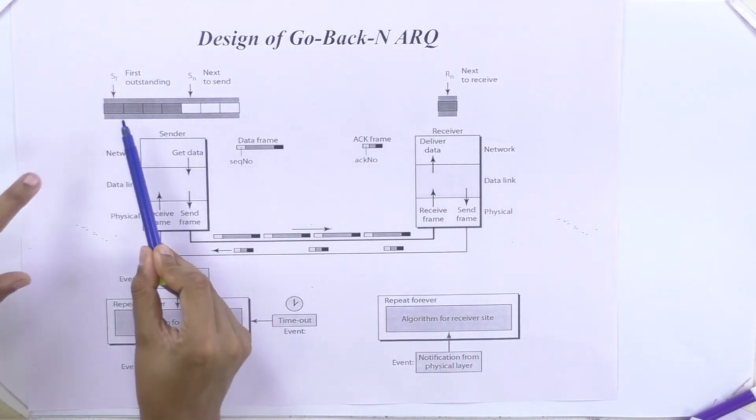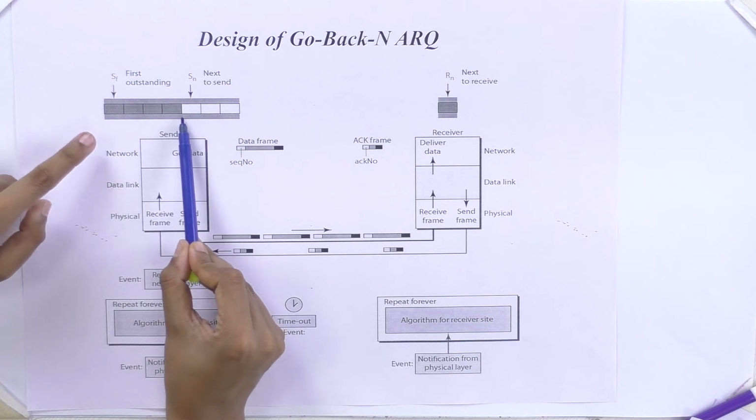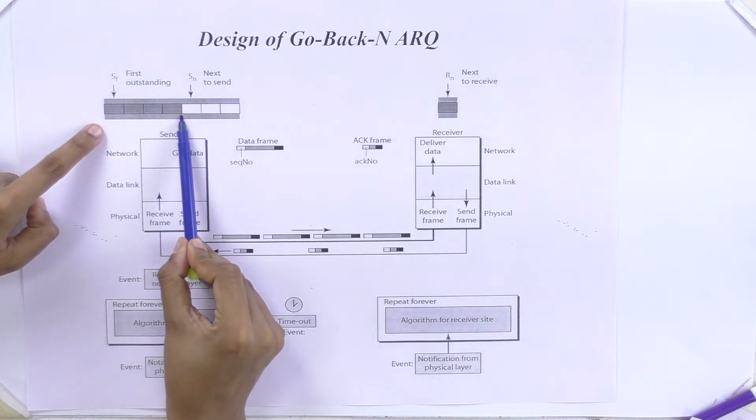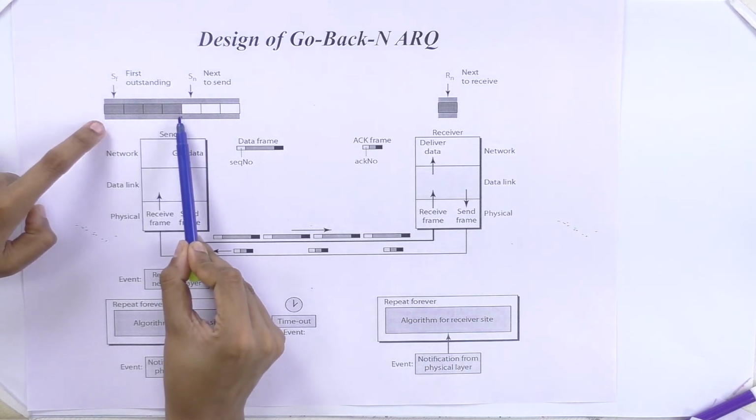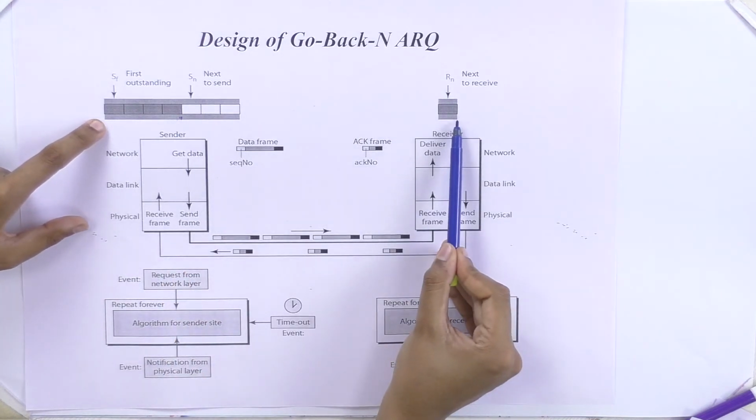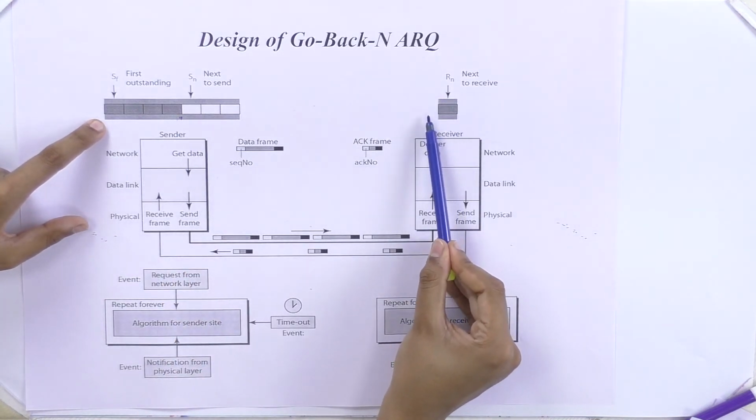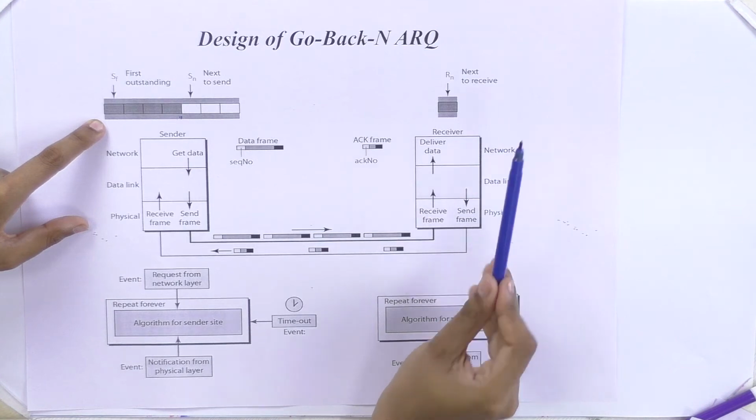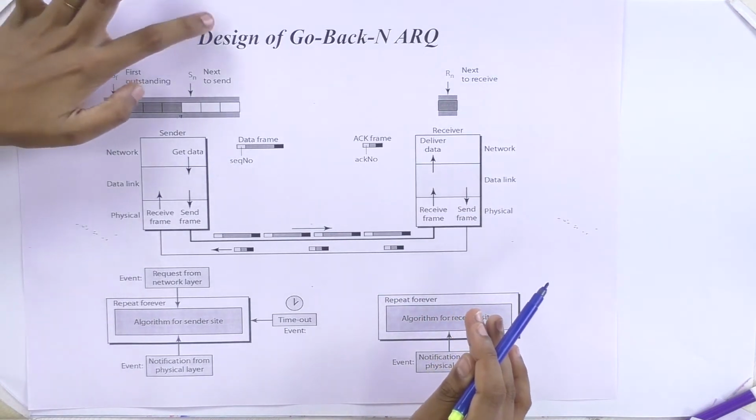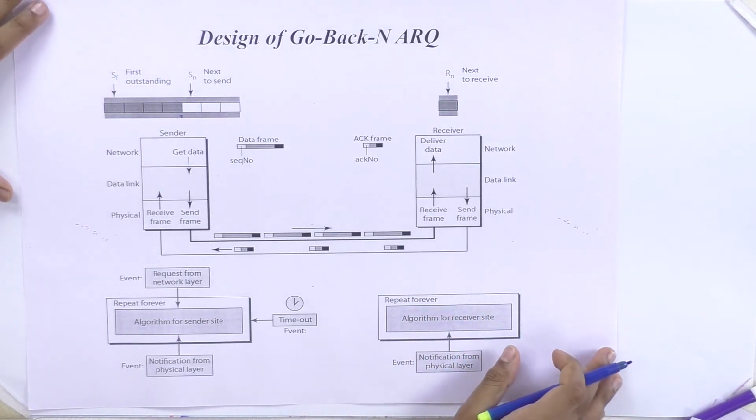So the same story, this is the entire frame I have. So these many frames I am sending, which means that I am able to send multiple frames, but in my receiver he will process the frames 1 by 1 only. So this is the concept of the design of Go-Back-N ARQ.